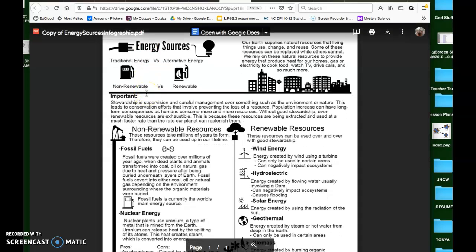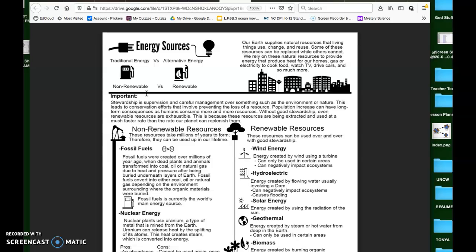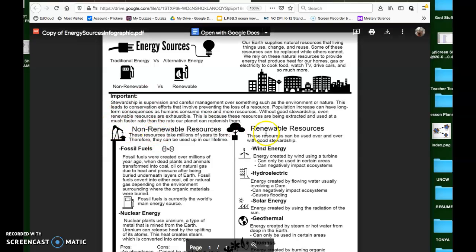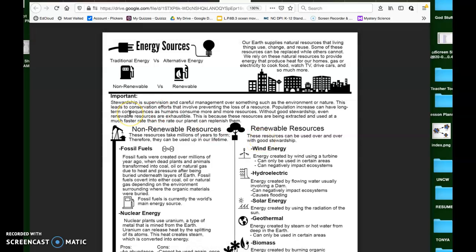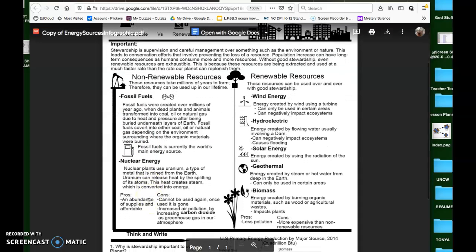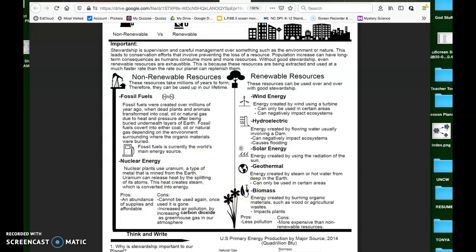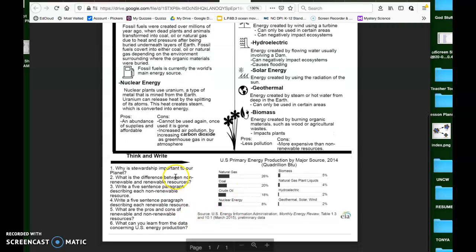So here's the infograph. You're going to read everything on it, because all of it is full of good stuff to learn, and it's a great way to introduce you to renewable and non-renewable resources. It also talks about stewardship, which is how we use our resources, and being a good steward means that you're environmentally conscious, or you know the effects of what you're doing, and that's something I hope we take away from the class. So you're going to read this, look at the pros and cons, and then answer the following questions.